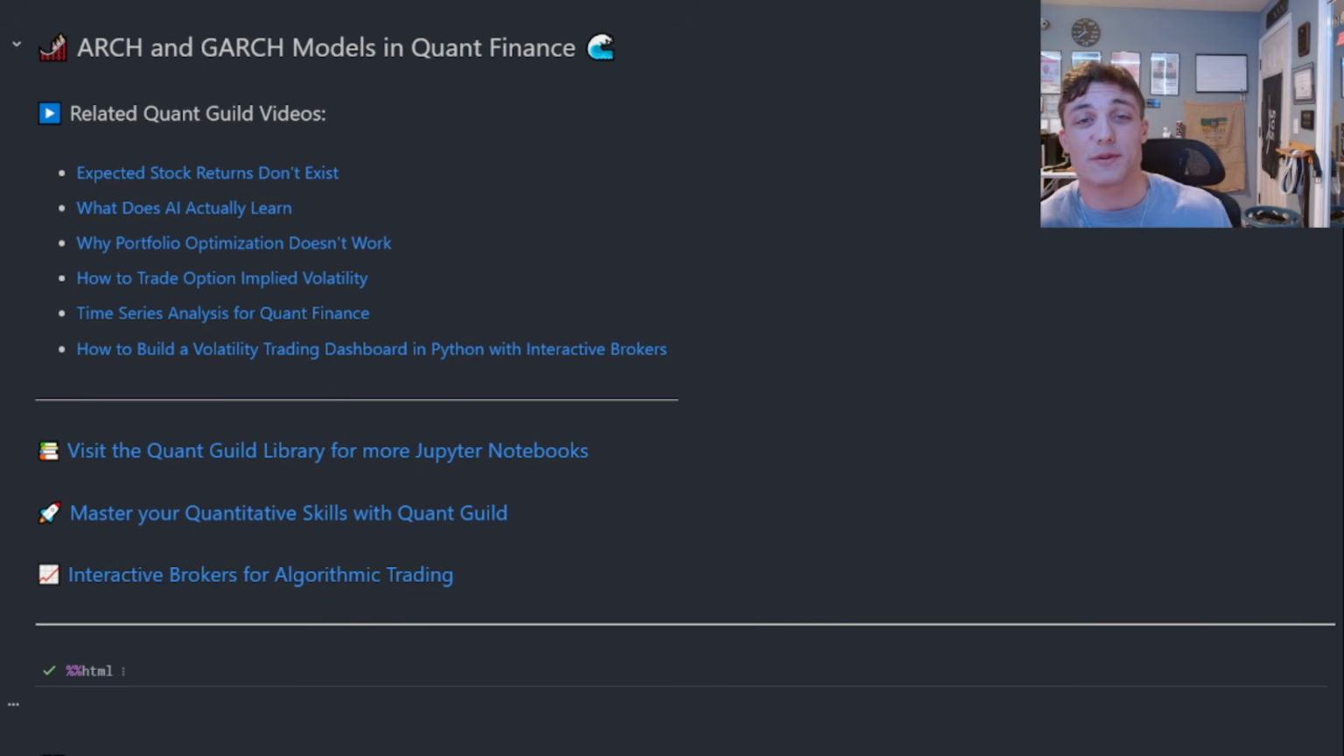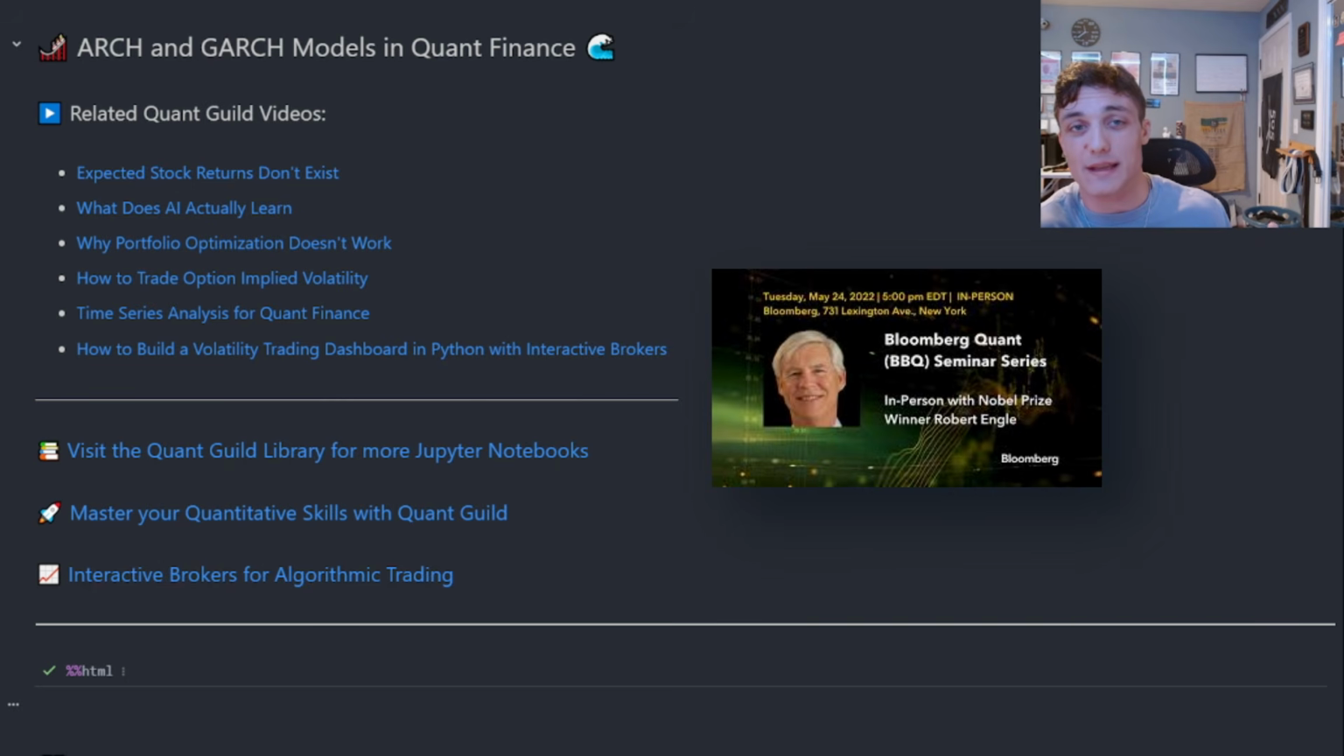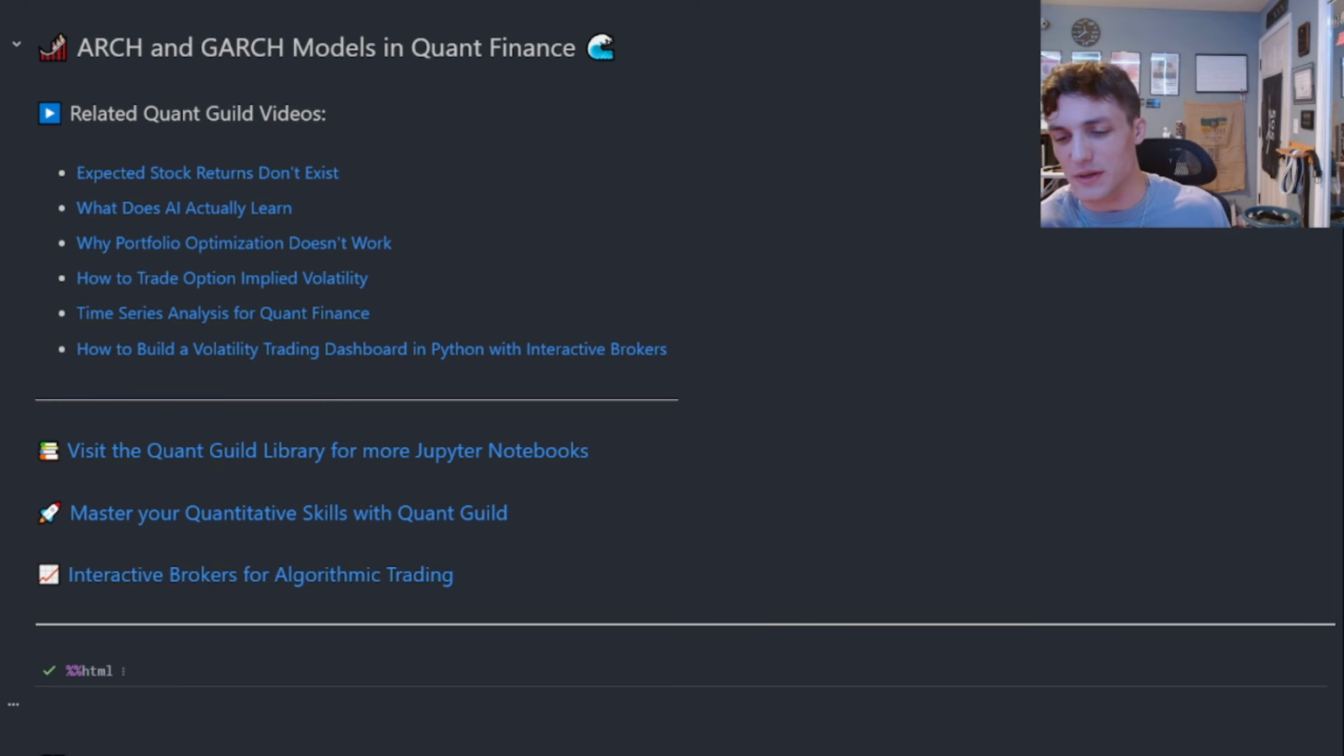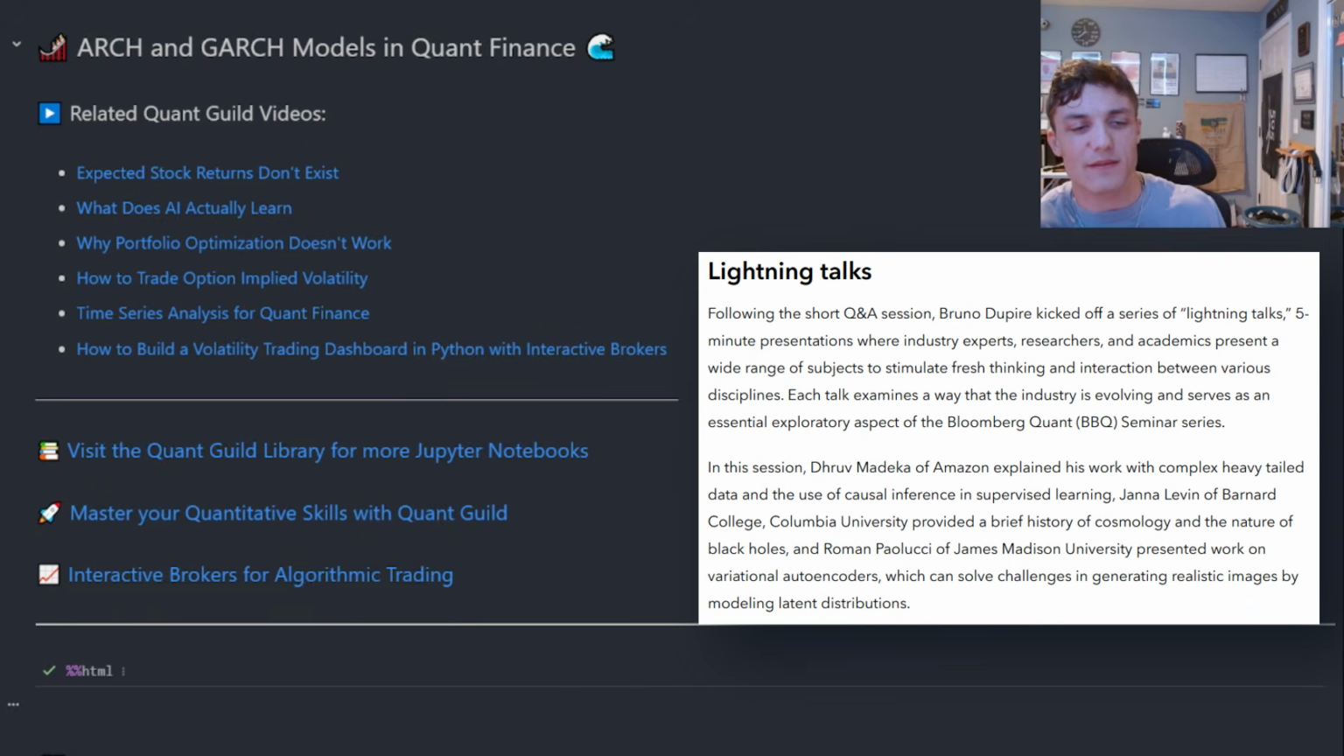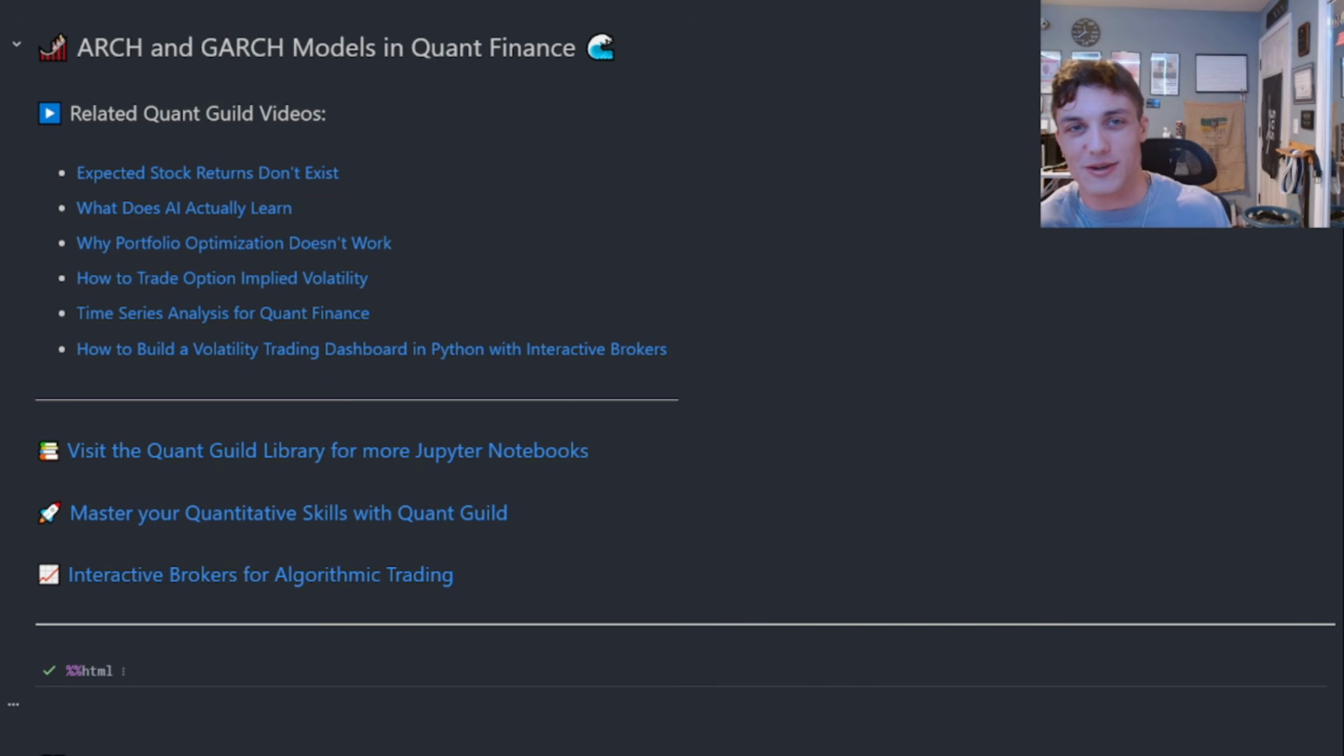I actually had the opportunity to watch Robert Engle give the keynote talk at a Bloomberg Quant seminar. It was a very cool experience. I learned a lot, got to meet a lot of very interesting people at those Quant seminars. I even gave a few lightning talks of my own. So if you have access to a Bloomberg terminal, you'll be able to look up those lightning talks and see the different presentations that I gave at those seminars. But I'll digress for now. In any case, very excited to be able to discuss these models today.